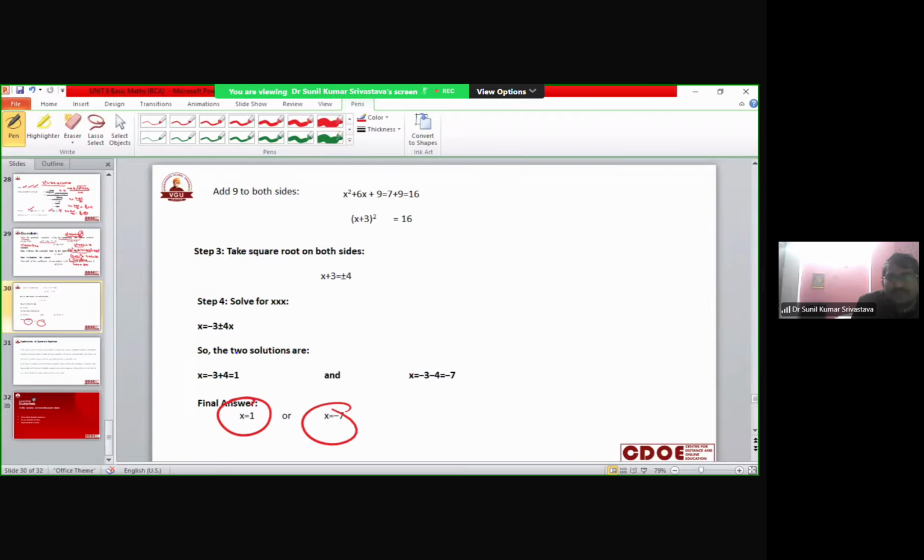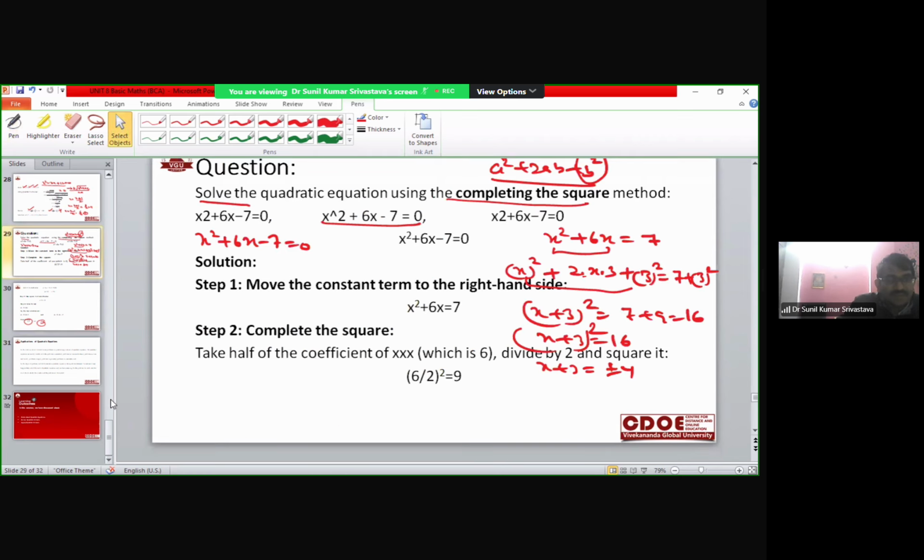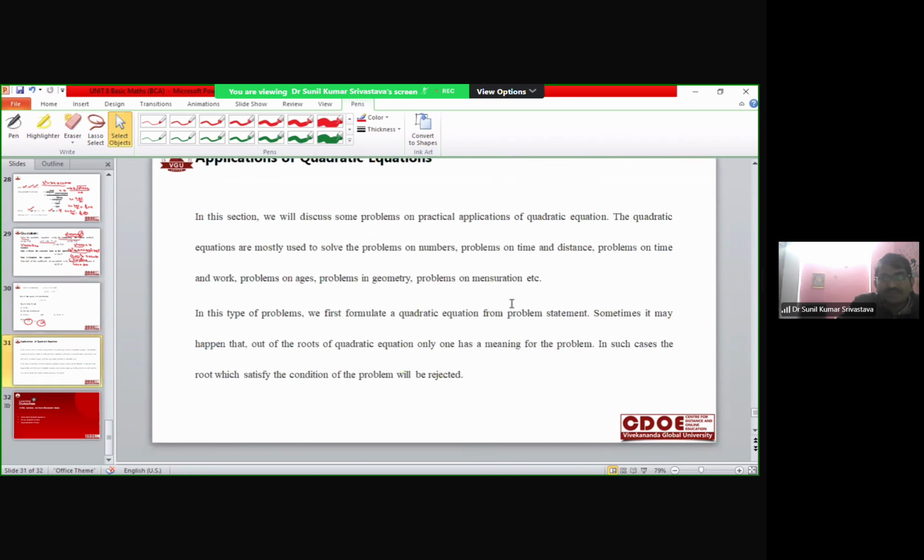So we have the two solutions here. x is equal to plus 1, x is equal to minus 7. So I hope you understand the concept of quadratic equations and how to find the solutions. And we have to discuss some other examples to describe the nature of roots and problems in this one.